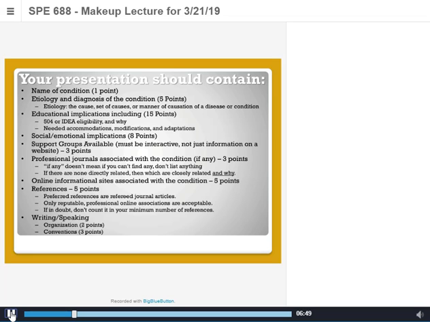There are some reputable professional online associations that may have some resources that are also acceptable. But if you're in doubt, don't. Even if you want to use something like a resource that you think is good, we're not going to count that in your minimum number of references, and that's going to be on the next page.